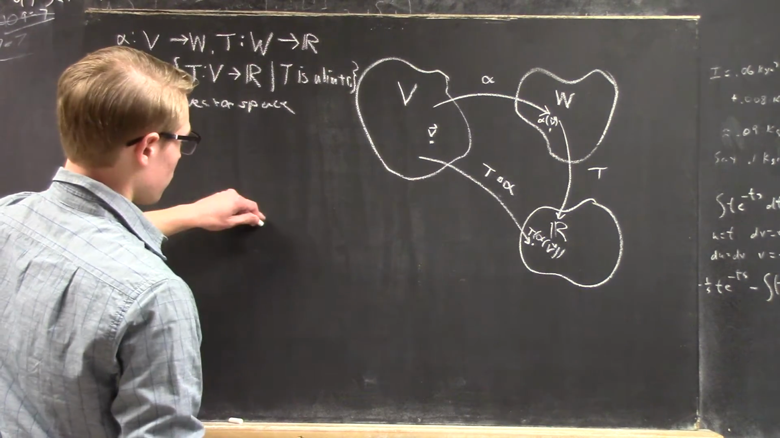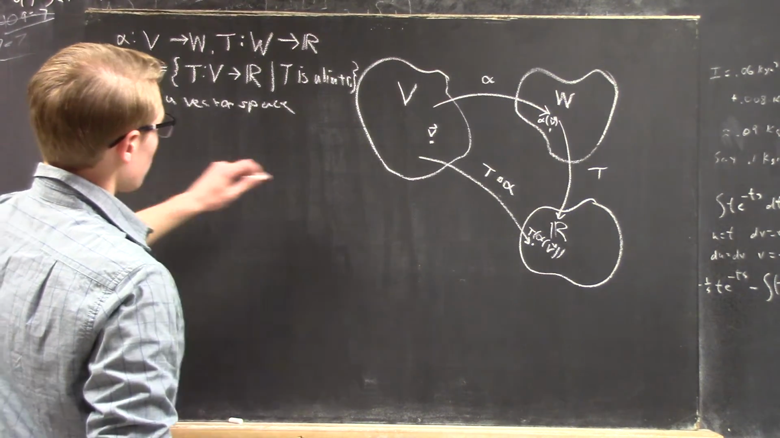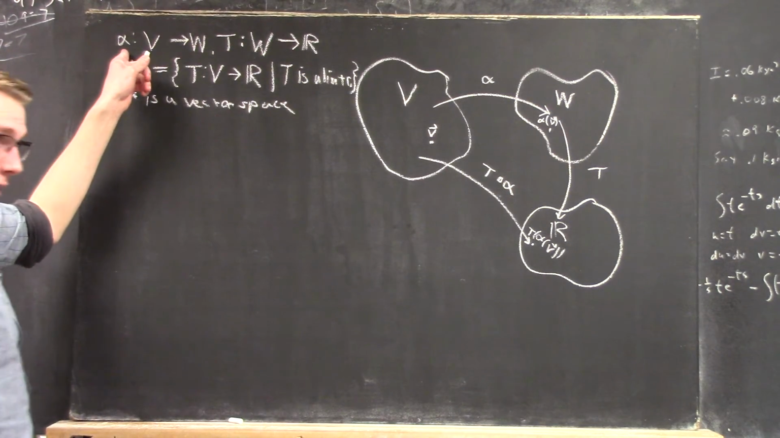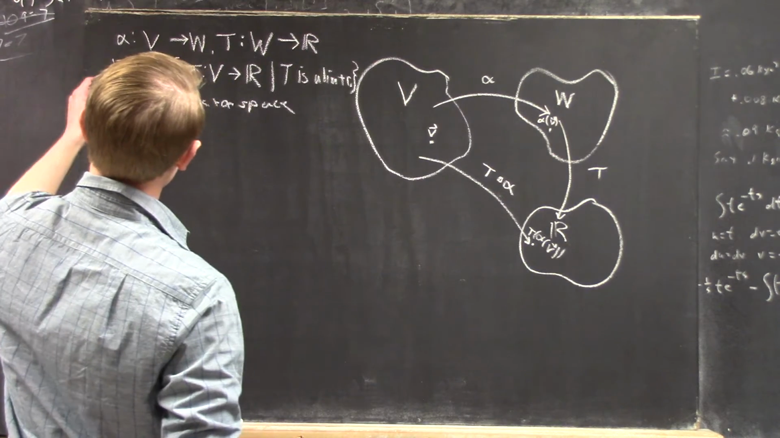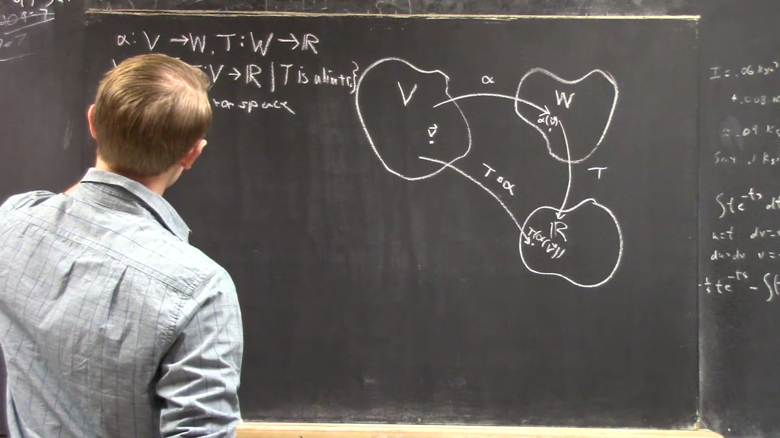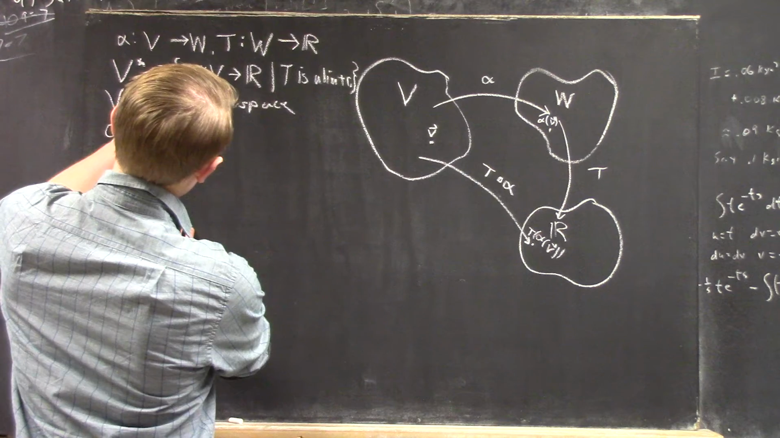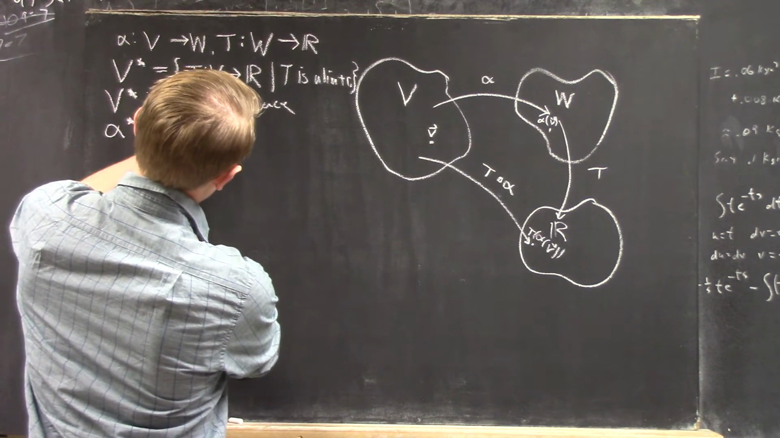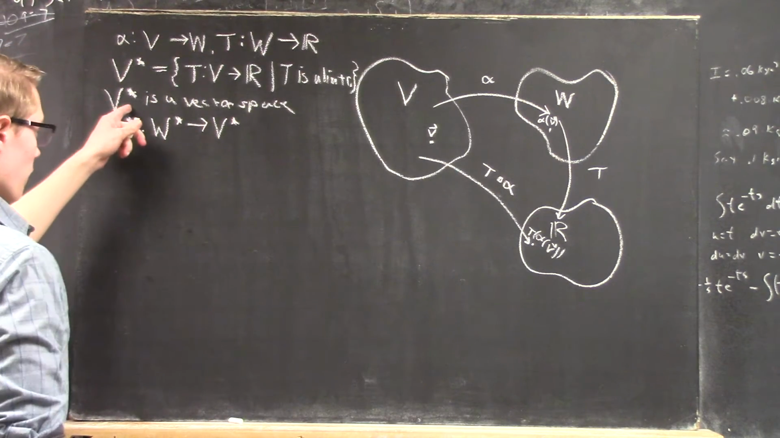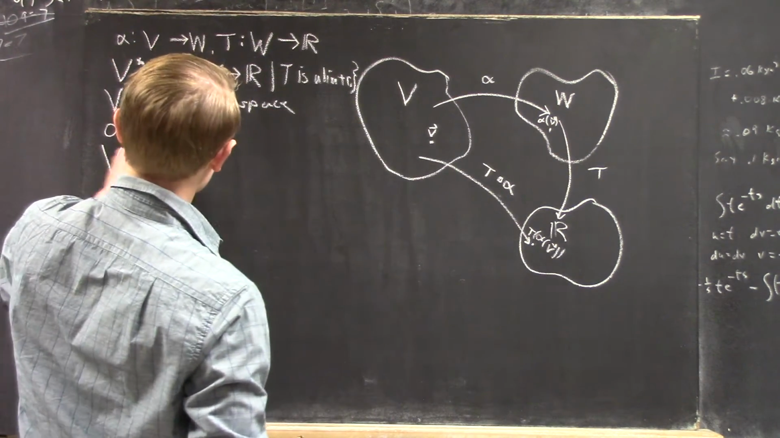And what we can also do is, since we've defined a new vector space, we can also define another transformation in relation to our original example here. And we can call that alpha star at the moment. And this transformation will be represented from W star to V star. Well, the appropriate name for V star is the dual vector space of V.